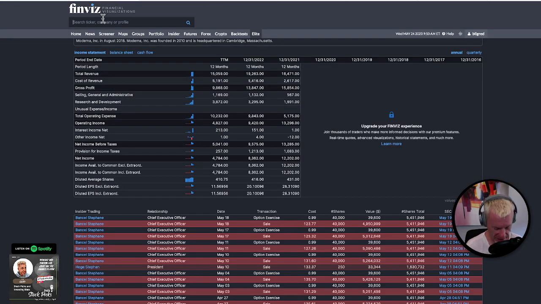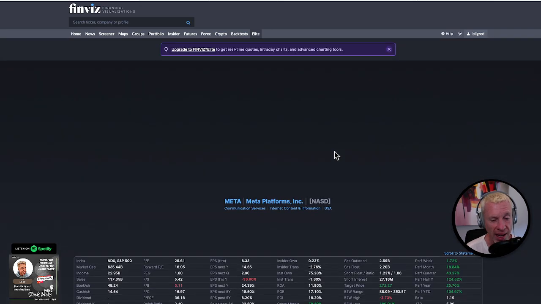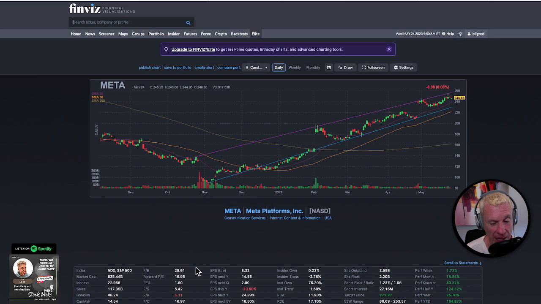If we go over here to FinViz and we look up Meta, I want to show you the long-term chart of Meta. The PE is only 16, forward PE of 16. Year to date, you're up 104%. They made income of $22 billion. Cash on hand, $14.54 billion. They can buy some AI. If you haven't tried their open source Llama large language model on AI, try it out.